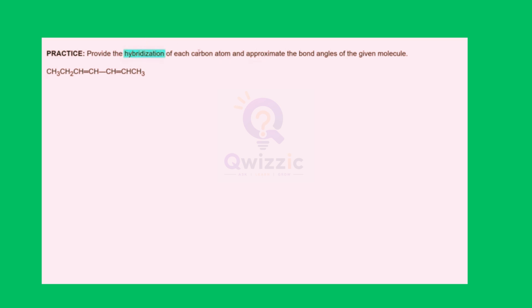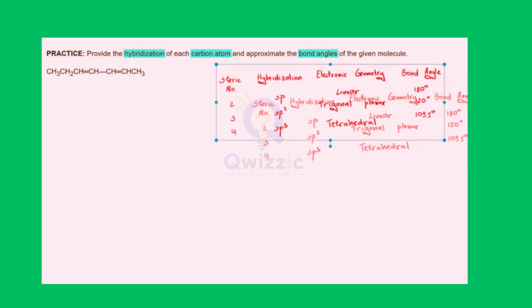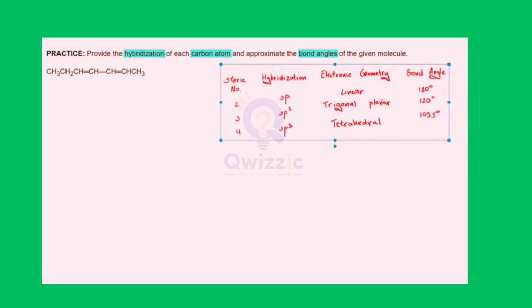Provide the hybridization of each carbon atom and approximate the bond angles of the given molecule. We're given our structure and we want to recall the basics of the VSEPR theory. The theory allows us to relate the steric number to hybridization, electronic geometry, and bond angles. So we're going to redraw our structure.